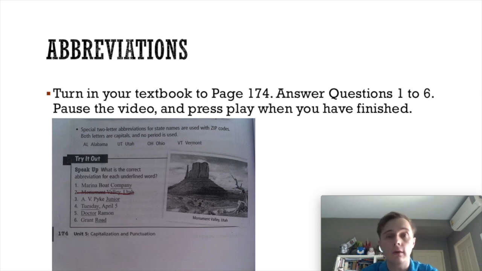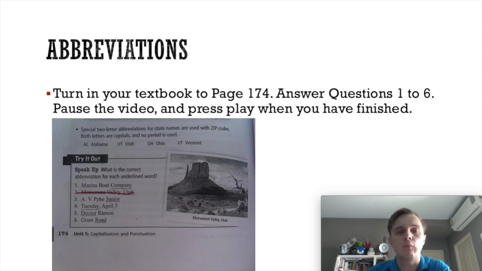Please open your textbook to page 174. Now, in your textbook, it goes through all of the stuff that I've just talked about: addresses, titles, days, and months. It also mentions using abbreviations for state names. Now, this refers to states, which are places in America, the United States of America. Now, I do not need you to learn the state abbreviations. We do not live in America, so there's no real need for you to know that.